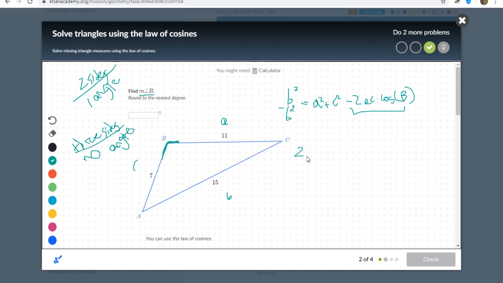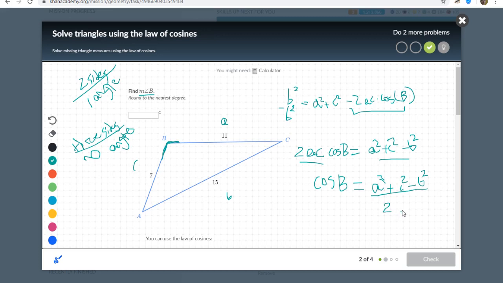So it's going to look like 2ac cosine of B equals a squared plus c squared minus b squared. Now we have to get cosine of B by itself, so let's divide 2ac to the other side. Cosine of B equals a squared plus c squared minus b squared over 2ac.